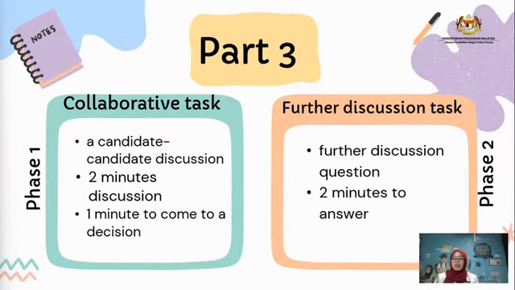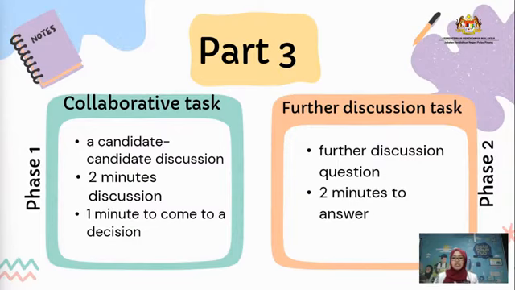So after they have discussed with their partner on the topic given, they are given another 1 minute to give their decision. Then in the second phase, the interlocutor will ask a further discussion question based on the same theme, which is online shopping. Here again, candidates have a further 2 minutes to answer.